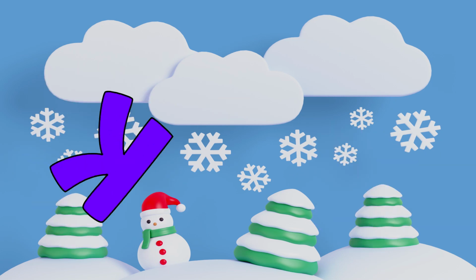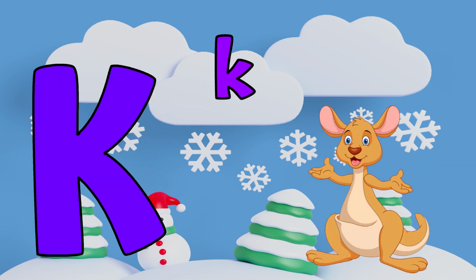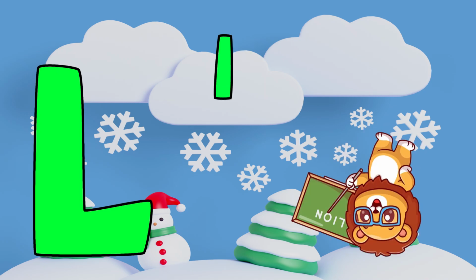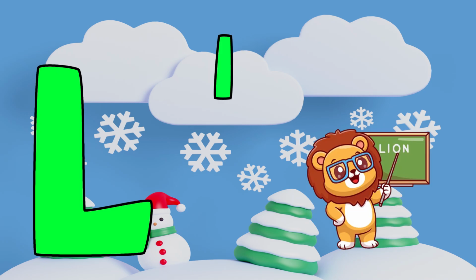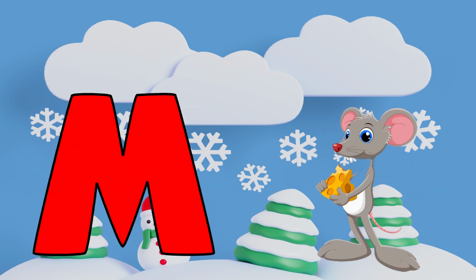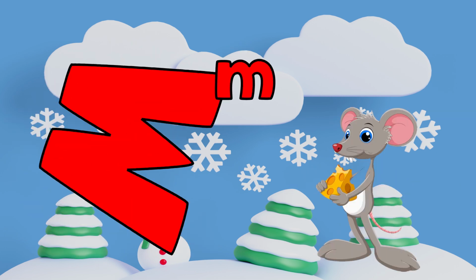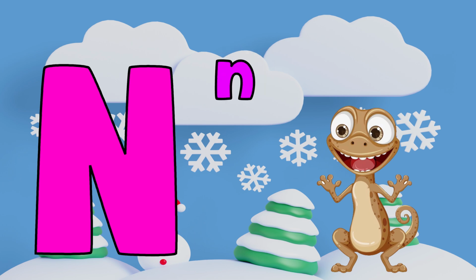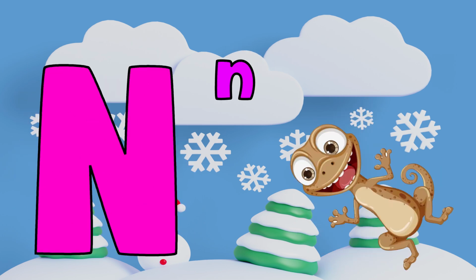K is for kangaroo, k, k, kangaroo. L is for lion, l, l, lion. M is for mouse, m, m, mouse. N is for newt, n, n, newt.